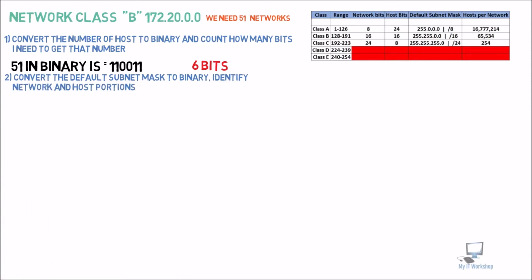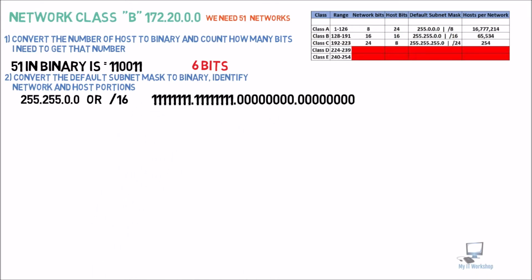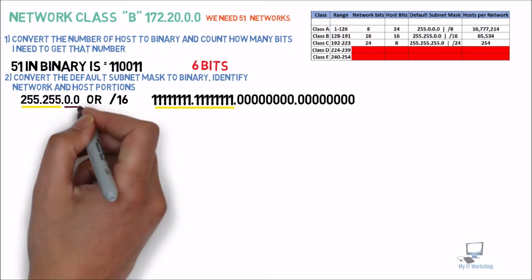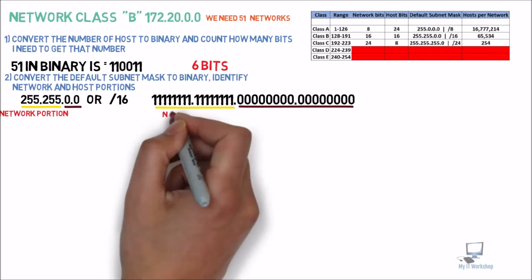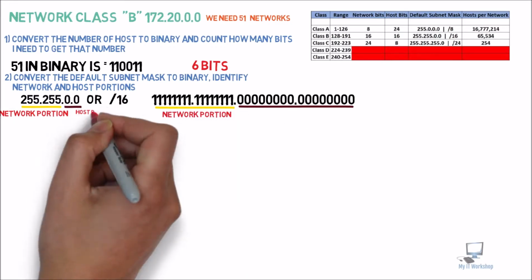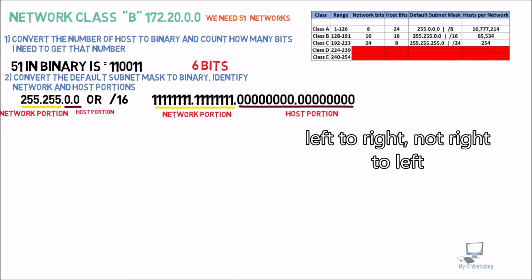The second step is to convert the default network mask to binary and identify the network and host portions. So 255.255.0.0 or /16, we're going to convert it to binary. The first 2 octets are going to be 1s, and the last 2 are going to be zeros. As always, I'm going to underline the network portion and the host portion. We're going to follow the same procedure and reserve bits starting from the right to the left.